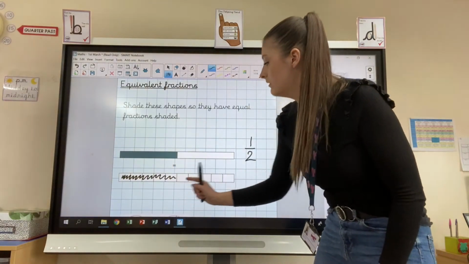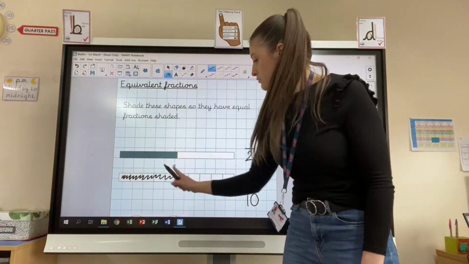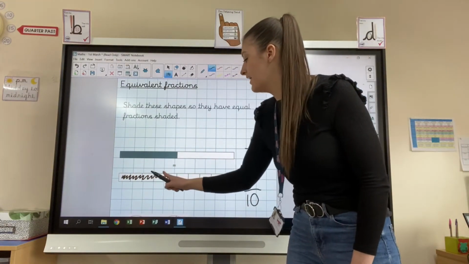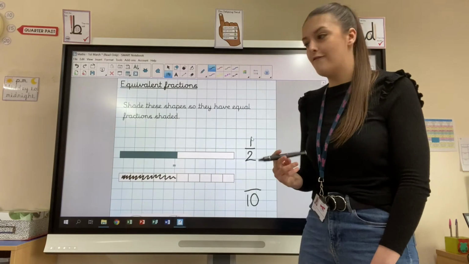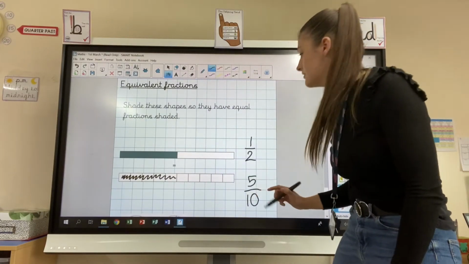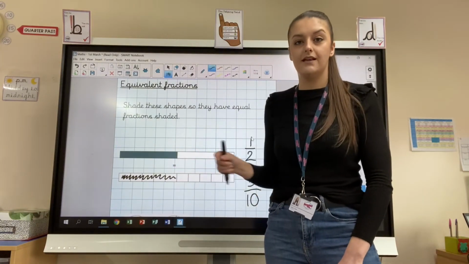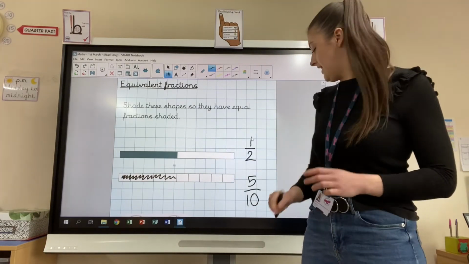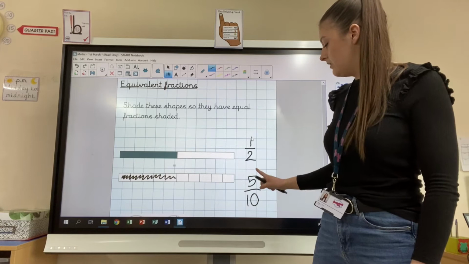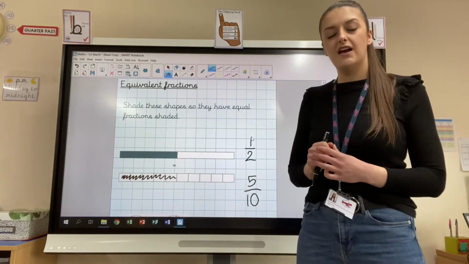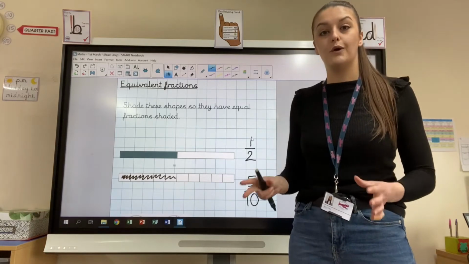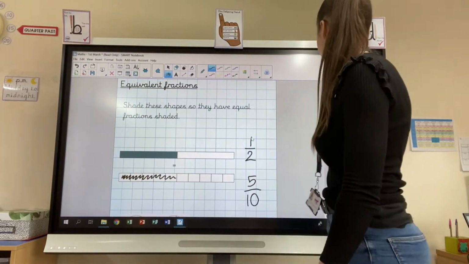Oh look, how many parts out of those 10 equal parts have I shaded in? 1, 2, 3, 4, 5. 5/10. So 5/10 is equivalent, that means it's worth the same as a half. And if you notice, 5/10, half of 10 is 5, okay? Like half of 2 is 1, so they're worth the same amount, they're equivalent fractions.